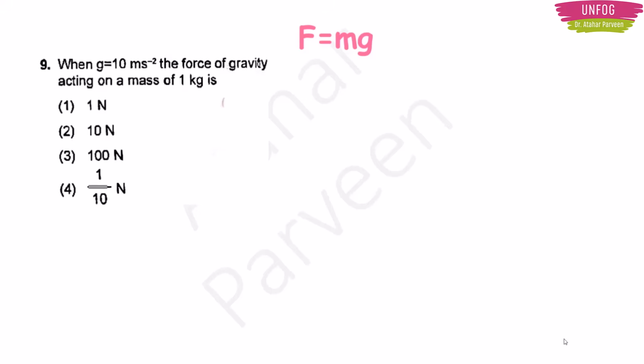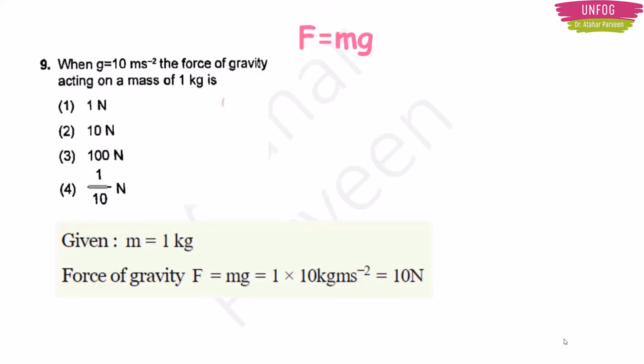There was a 1 mark question asked in your previous year question paper. When g is equal to 10 meter per second square, the force of gravity acting on a mass of 1 kg is. Just apply F is equal to mg. You substitute. They have given that mass is 1 kg. We know that g is 10 meter per second square. Just apply it, and of course, what will be the unit of force? It should be Newton, right? Whether it is normal force or force of gravity, its unit will be Newton. So the answer will be 10 Newton.